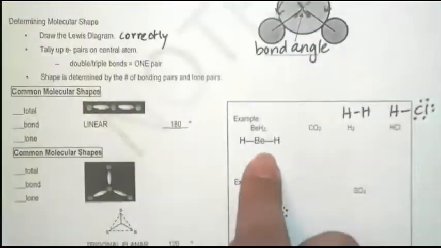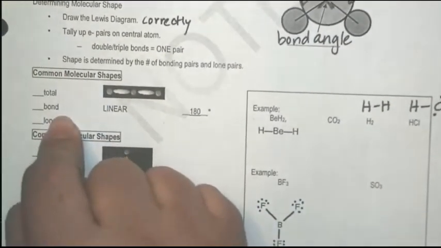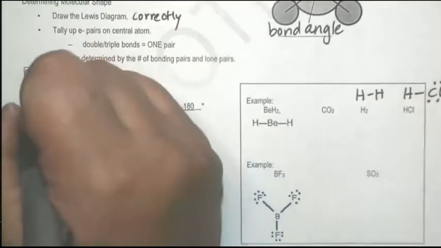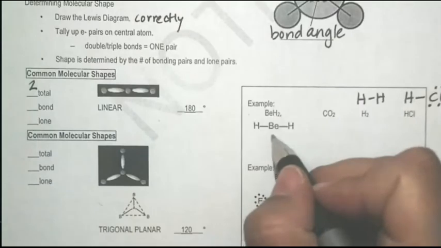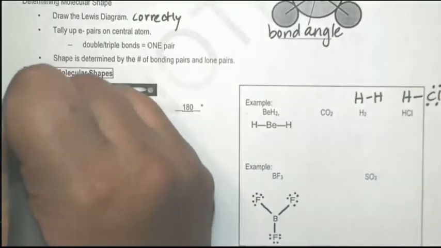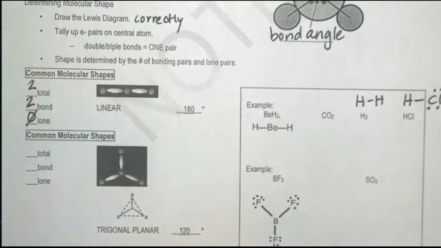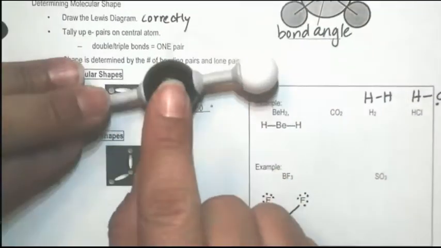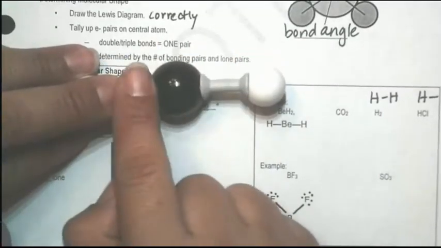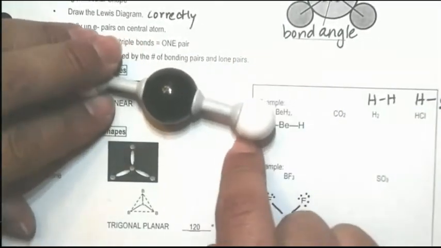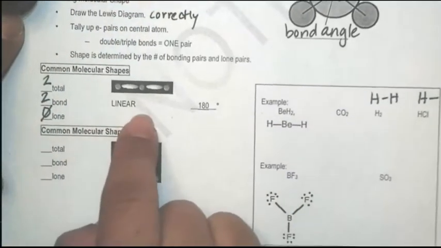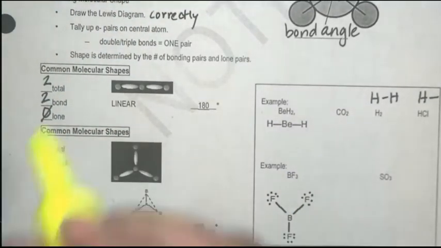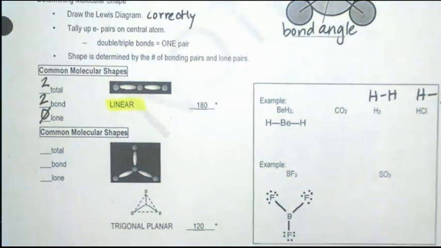The first example we're going to look at that's truly linear based on this information is where we have two things total attached to the central atom: 2 bonded and no lone pairs. That first example is BeH2, and it looks like this. If I have a central atom with no lone pairs and 2 things attached, it's going to be straight across, which is called linear. That is the first shape that we need to know.